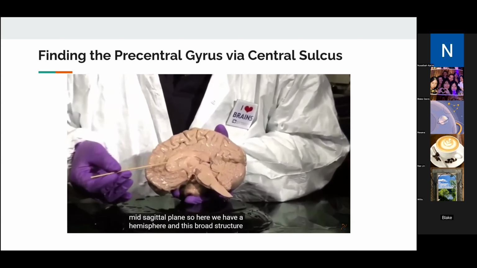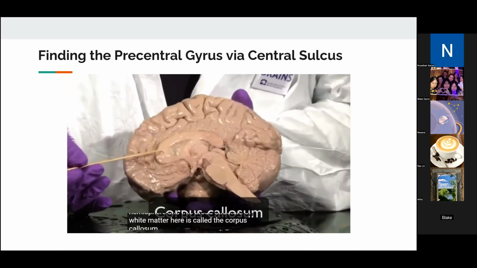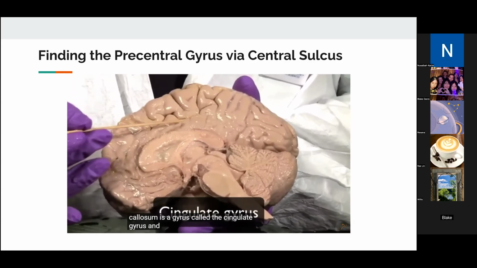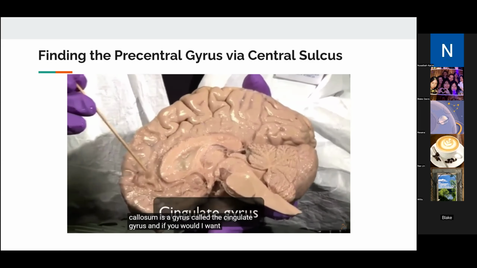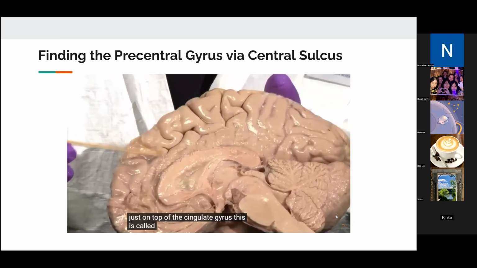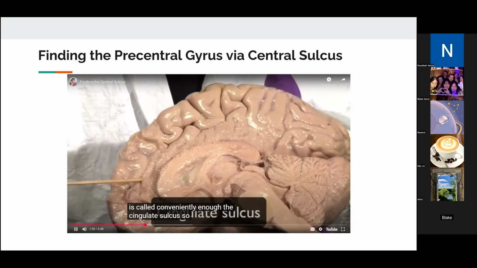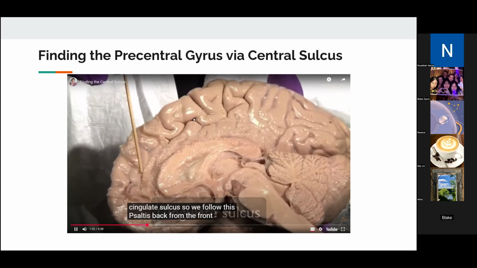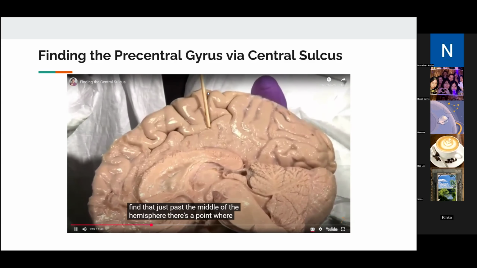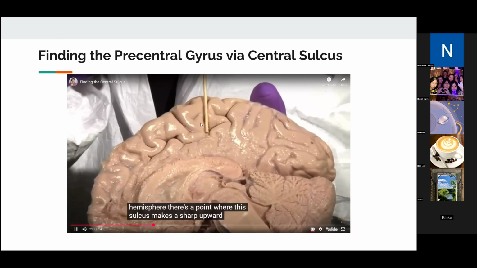So what he's showing is a mid-sagittal view. He's just pointing out some of the major structures we see. Corpus callosum, cingulate gyrus. You guys don't really need to know about the cingulate gyrus yet. We'll teach that at a different time. But as you see, there's the sulcus along the cingulate gyrus that is called the cingulate sulcus. If you follow that along until you get to this part that goes directly up, that is going to be the central sulcus.